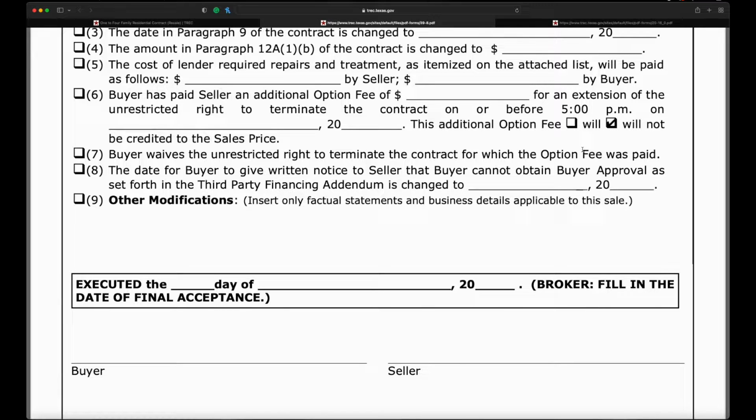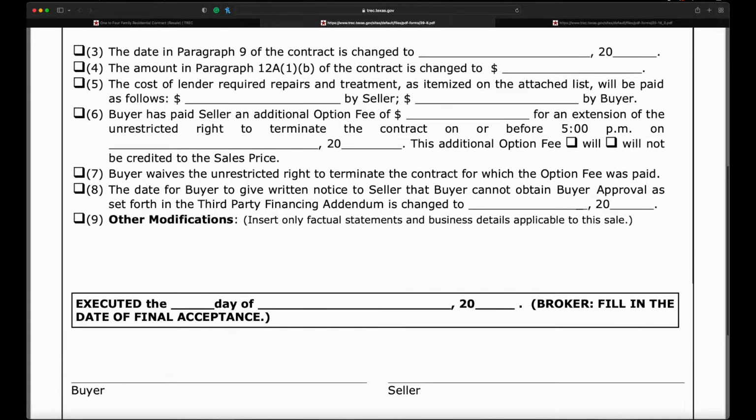Sometimes if it's a very hot market or it's a high option period or something like that, the seller will say, well, I want that money either way if you're going to take it off the market. And that usually will happen if you want it off the market for an extended period of time. Okay. All right. Number 7 here.